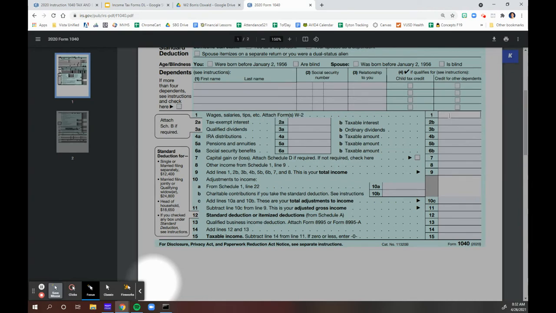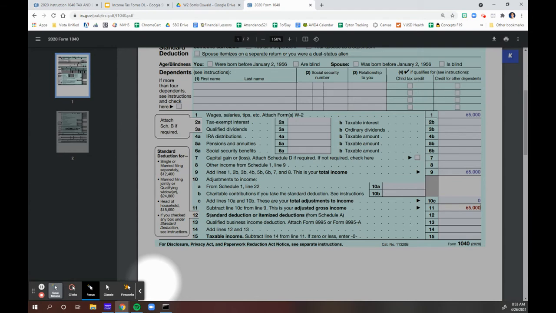On line 1, this is the wages from the W-2. And so this is his taxable wages, which is $65,000. There's no mention of interest or dividends, so those are going to be left blank. And then we'll have on line 9 down here, the total income is just the wages that he had of $65,000. 10A and B don't apply. So 10C, there are no adjustments, so that is 0. And so his adjusted gross income is line 9 minus 10C, and so that will still remain the $65,000.